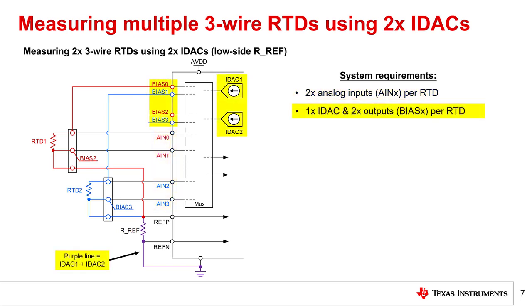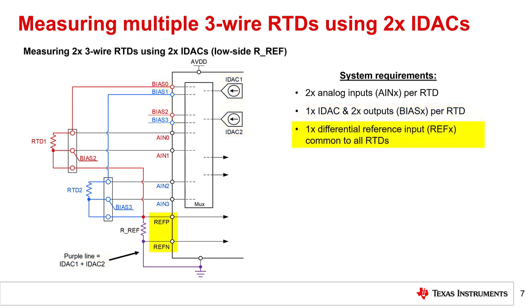Next, 2 IDAC outputs are required to bias each RTD. One IDAC connects to the upper lead, while the second IDAC connects to the middle lead of each RTD, and both IDACs need to be enabled at the same time. However, only one RTD should be biased at a time. Refer to the Precision Labs module on challenges with 3-wire RTD systems for more information.